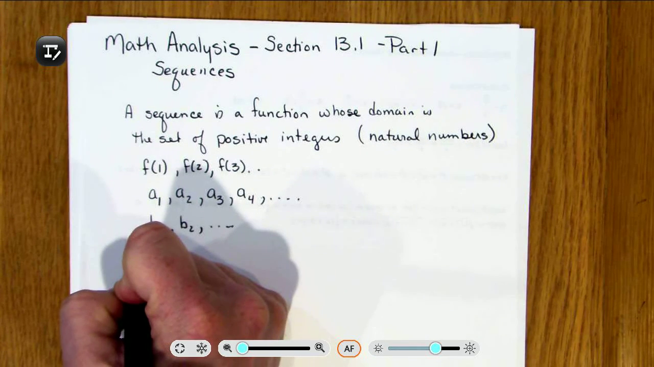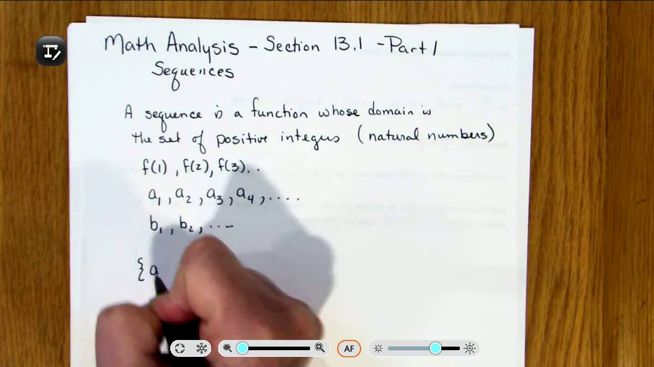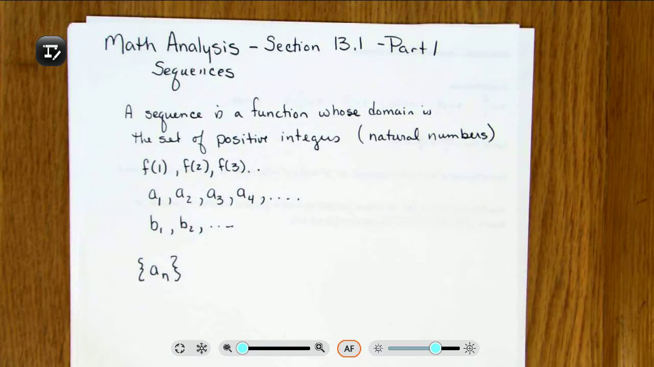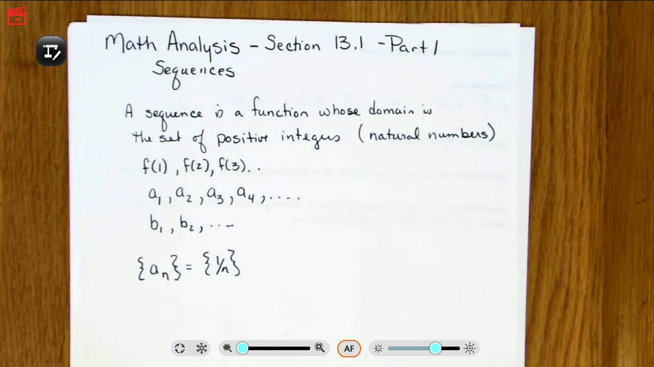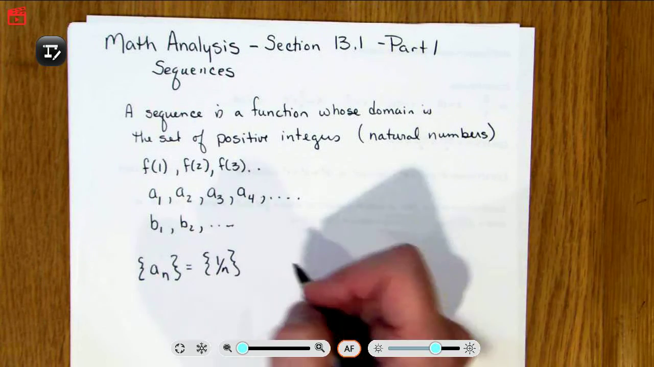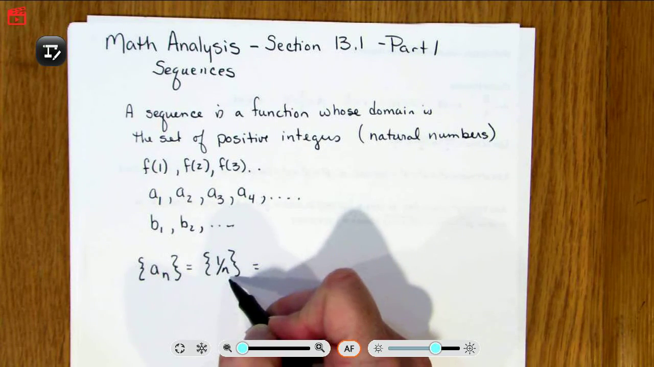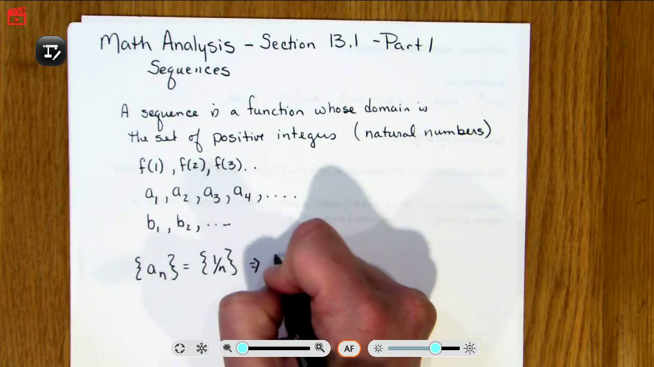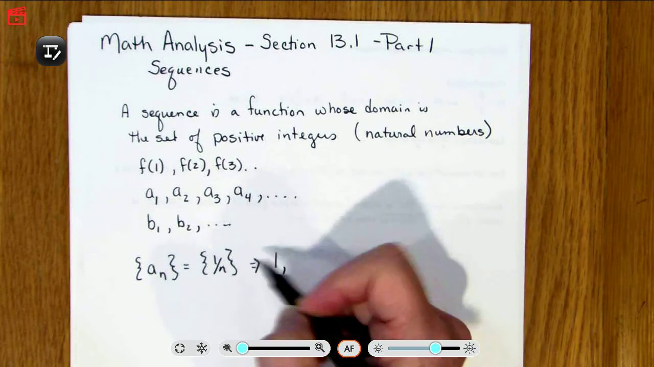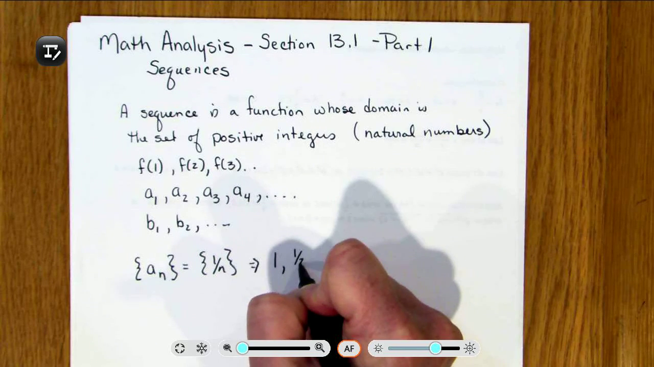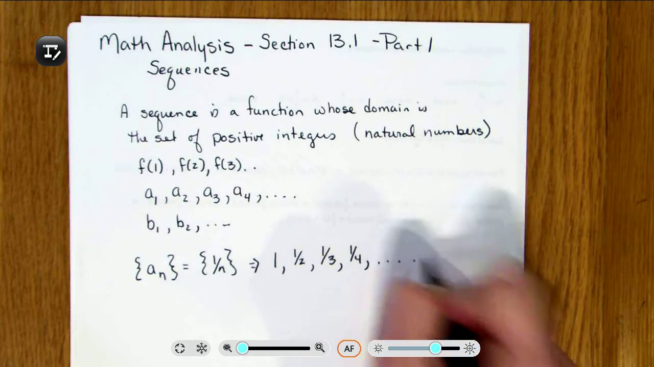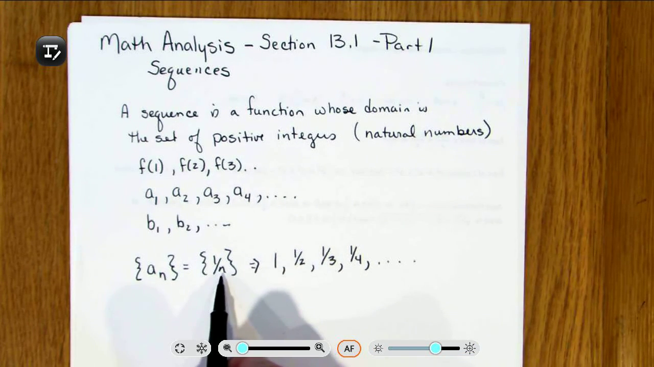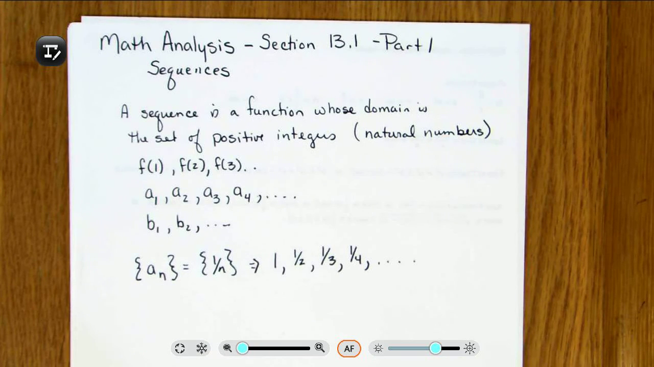We can have formulas for these. So for example, if the formula that I had was 1 over n, what I can do is list them. So putting n equaling 1, that would give me 1 over 1, which is 1. So my first term would be 1. My second term would be 1 half. My third term, 1 over 3, 1 over 4, and so on. We like to use the letter n because n is kind of understood to be like a counter. You know, it counts things for us.